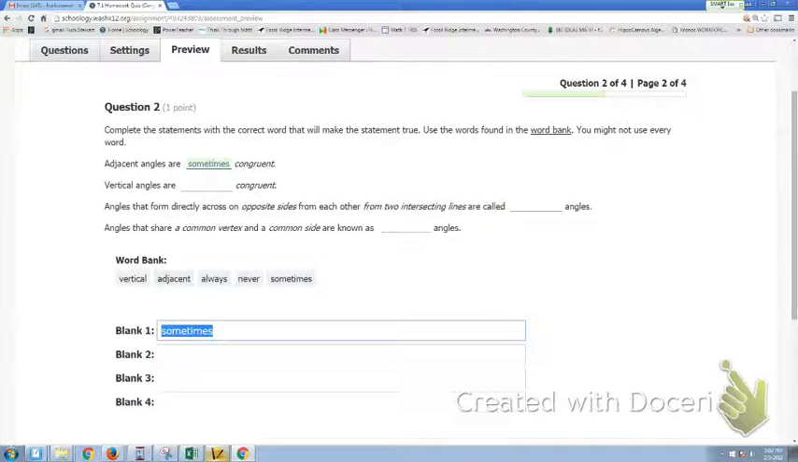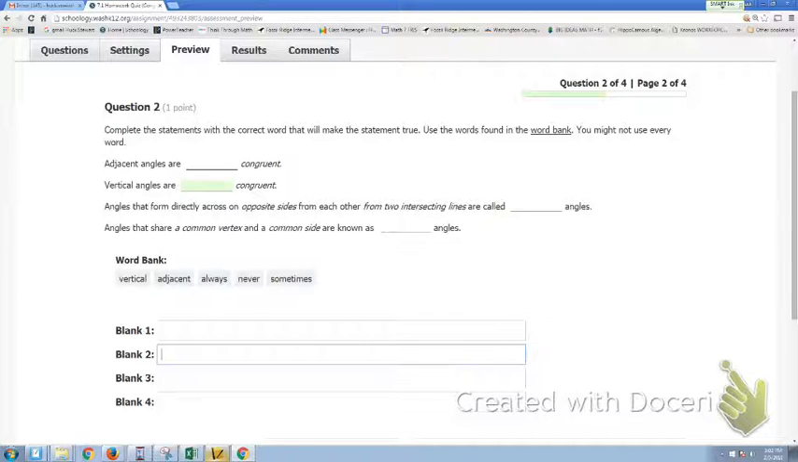I want you to think about that carefully and think about what you know about adjacent angles, what's special about them, what's not special about them, what can change with them, and then move on to the next one. So the next one reads, vertical angles are, so basically, are they always congruent, never congruent, or sometimes congruent? What's so special about vertical angles? Why do we care when we work with vertical angles?